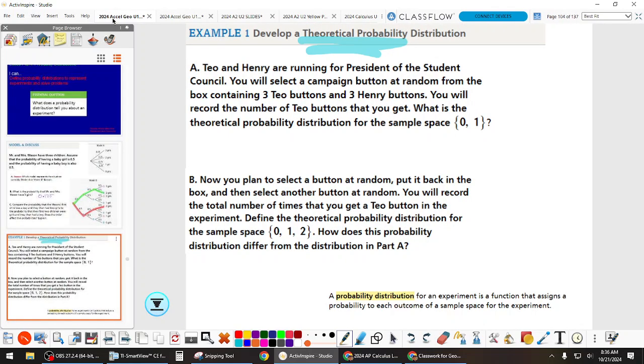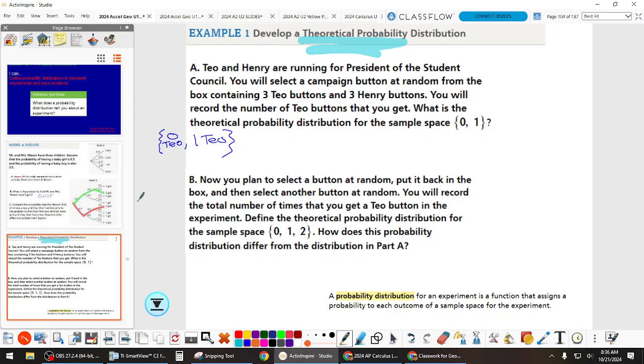Okay, so you will select a campaign button at random from a box containing 3 of each. You will record the number of TO buttons that you get. What is the theoretical probability for the sample space? And it has this 0, 1. If you just pick one, your options are 0 TO or 1 TO for that one draw, right? You have this box full of 6 buttons. You pull one out. Do you agree that that's your option? You either pull out one or you don't. Okay? That's our sample space.